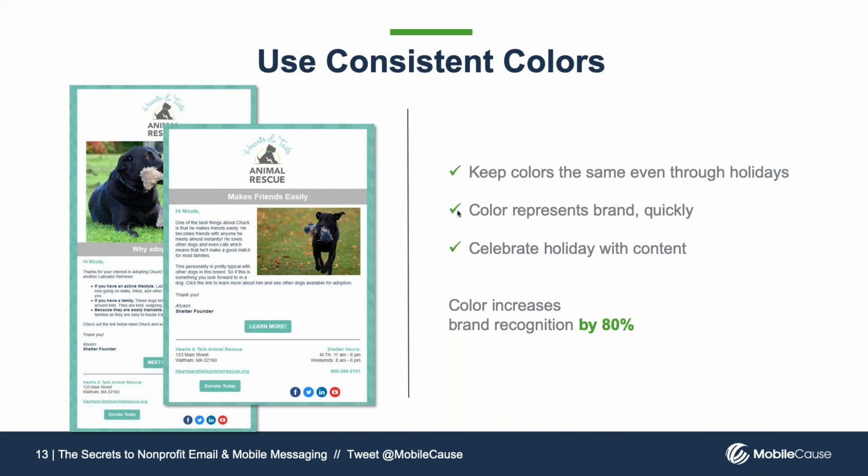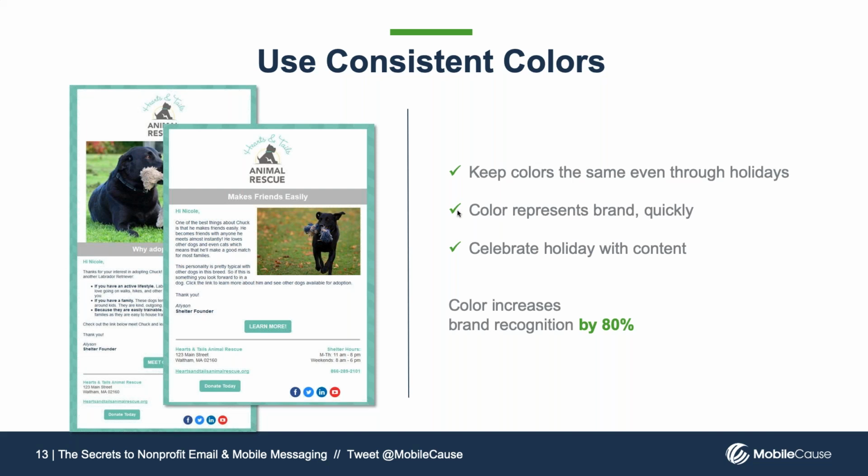Brand is reflected in an email 80% by color. So whatever your brand colors are, you want to make sure that that's reflected in your overall look of the email. If you look at these 2 email examples, the Hearts and Tails Animal Rescue, it's got that teal color. That's carried through. The teal and gray is carried through.